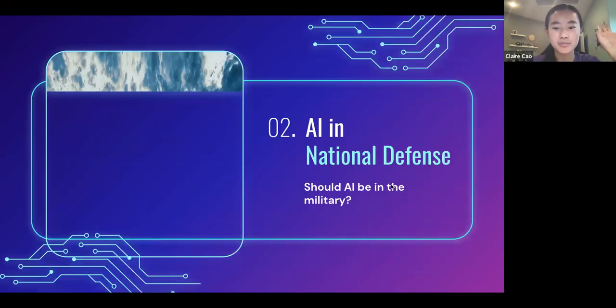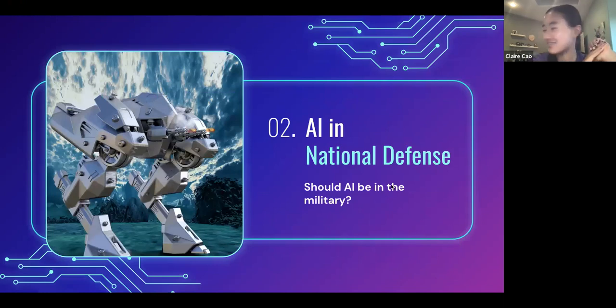I think we're going to move on to AI in national defense. This is a really interesting topic. It's a major debate, kind of going back to the AI ethics we talked about last Tuesday. Do you think AI should be in the military? That's what this whole section is about. AI giant soldier? No. A lot of resounding no's and one singular yes.